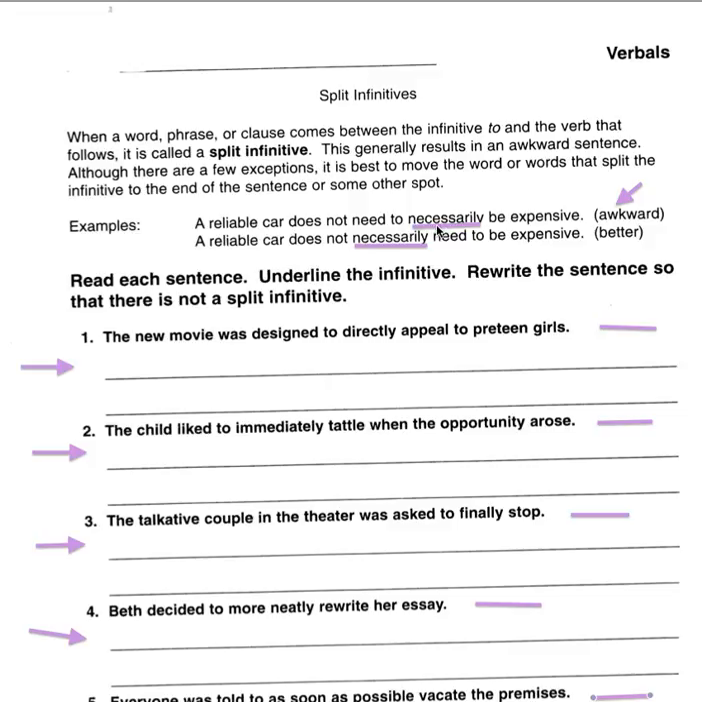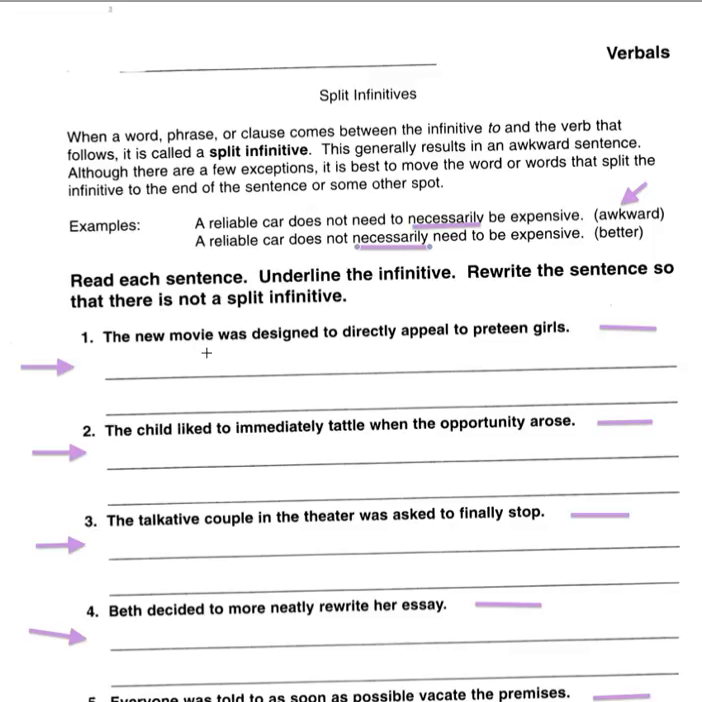Here's a great example right here. A reliable car does not need to necessarily be expensive. Really, that is quite an awkward kind of a statement. You definitely want to remove that word to a different place. Don't remove it from the sentence, just move it someplace else. So here, a reliable car does not necessarily need to be expensive. Or you could say a reliable car does not need to be expensive necessarily, but really having it right there is going to make the most sense. So let's look at a few examples.